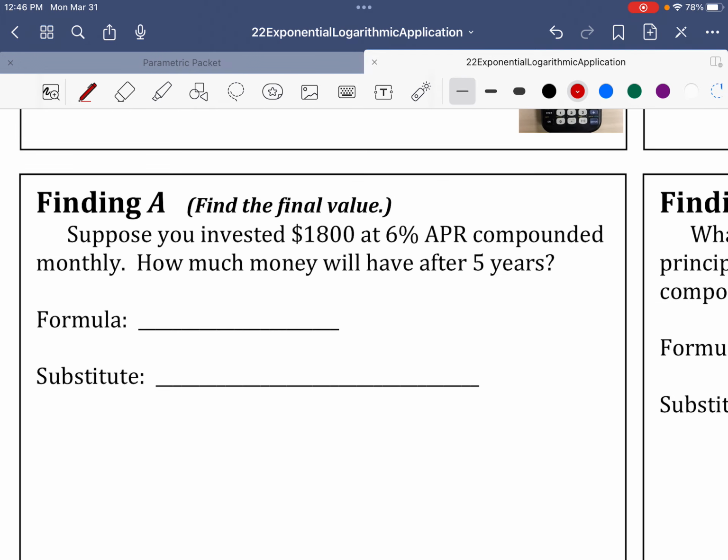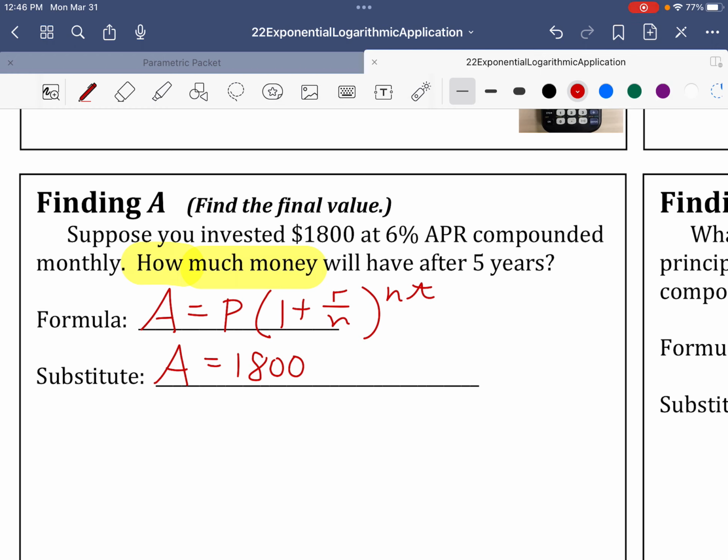How about this problem? Looks like we're trying to invest $1,800 at 6% compounded monthly, but it's not asking me to find the time, it's asking me to find how much. How much money do I have after 5 years? Well, I'm going to be using the compound interest formula, so at least I can start with that. But I want to be careful here when I start filling in values because it's the final value that I don't know. I don't know how much I'm going to have at the end of 5 years. So we're not filling anything in for A.